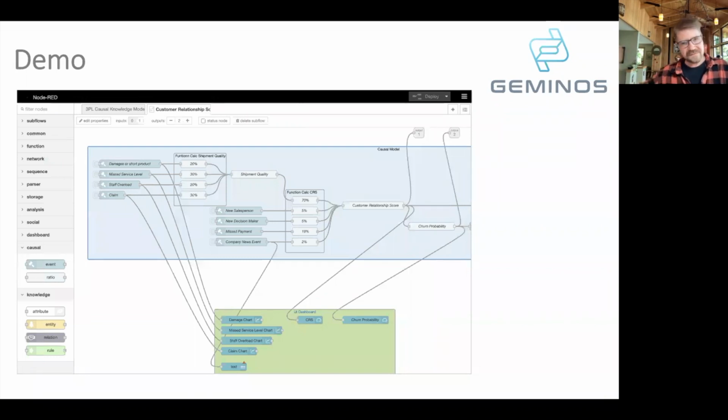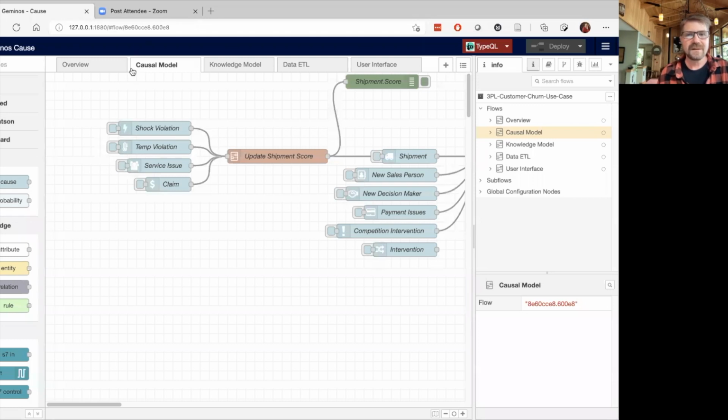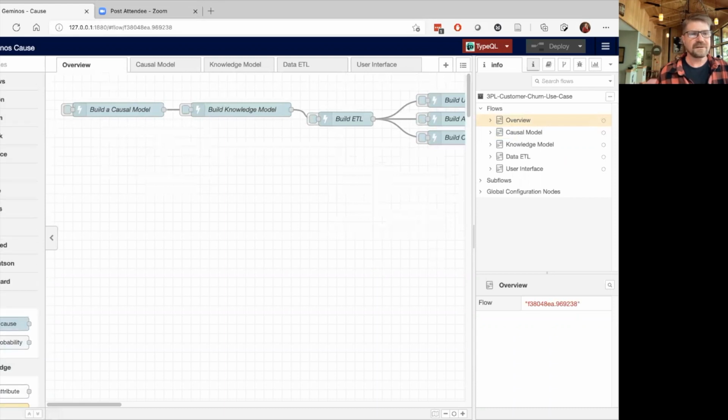Okay, so that's the background. Now I'm going to jump into how we build one of these things. So let's make sure this is all working nicely here. Okay, so this is Node-RED, but we're calling it Geminos Cause because we've added stuff to it. So this is the tool that we're using. It's basically one of these tools where you can drag boxes, what they call nodes, from your set here.